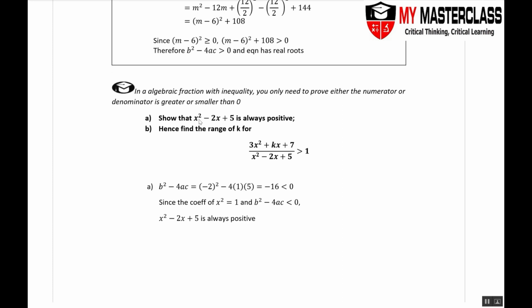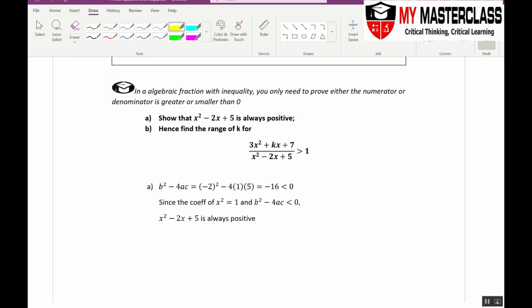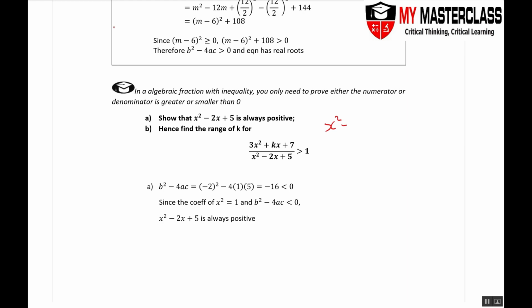Okay, so show that x squared minus 2x plus 5 is always positive, which means they are asking you to show that x squared minus 2x plus 5 is more than 0. So if this expression here is more than 0, that means always positive. You can say that your b squared minus 4ac is less than 0. So this is what you need to use to prove.